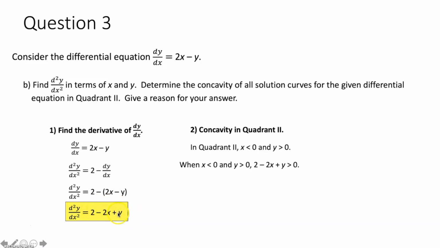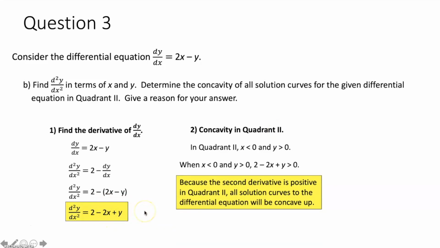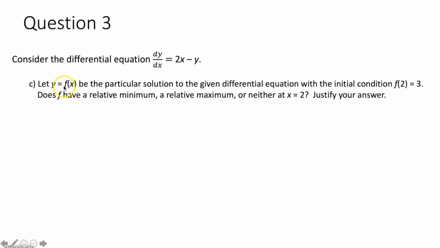Since your second derivative is always going to be positive in quadrant 2, we know that any and all solution curves in quadrant 2 would have to be concave up. Now part C says let y equal f of x be the particular solution to the given differential equation with the initial condition f of 2 equals 3. Does f have a relative minimum, a relative maximum, or neither at x equals 2?